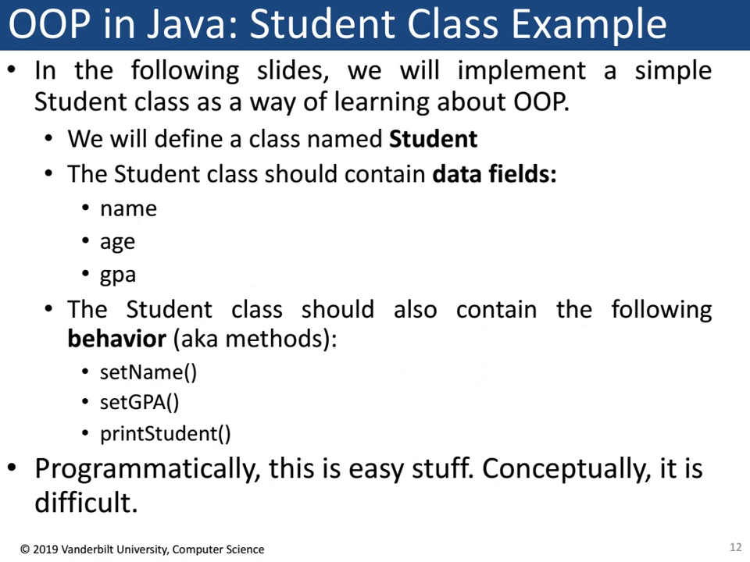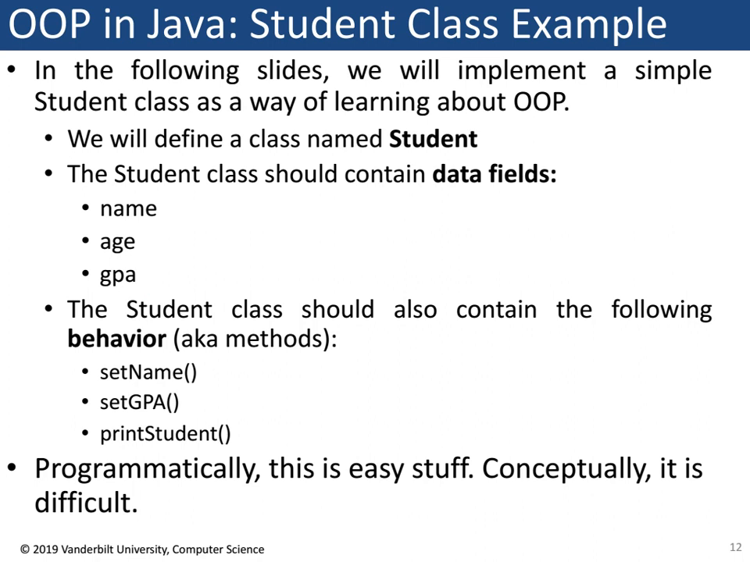So in the majority of the rest of the lecture, we're going to be developing a class called Student. It'll contain the data fields name, age, and GPA. These are instance variables that we're going to code into this Student class. And then the behaviors or methods that we're going to code will be setName, setGPA, and printStudent. All of these instance variables and all of these methods are members of the class.